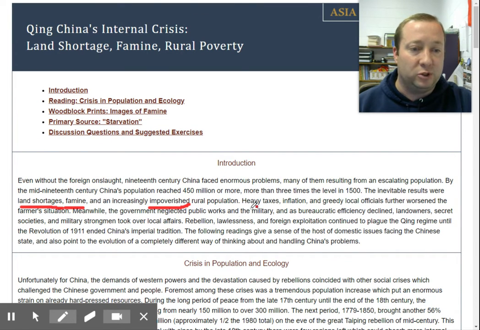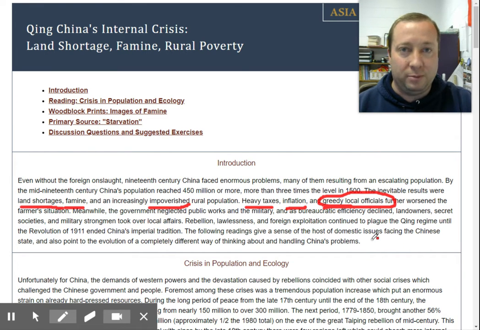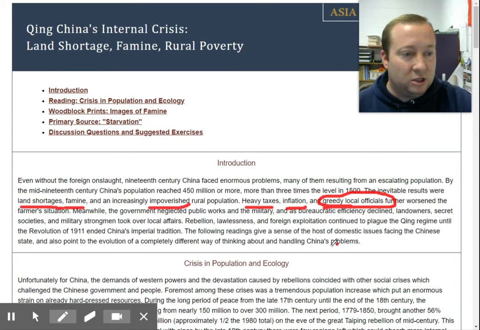How did the Qing government respond? Taxes, oh no. Inflation, your money wasn't worth as much as it used to be. And greedy local officials, corruption, right? People can be bribed into doing their job or not doing their job. So this stuff was not great. So what was the consequence?